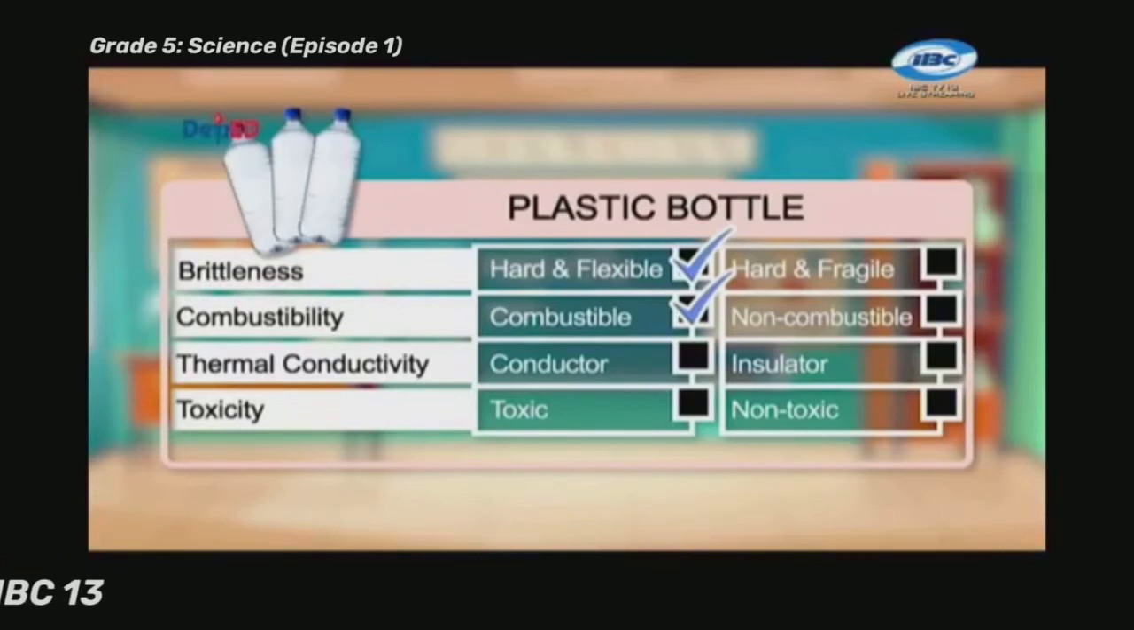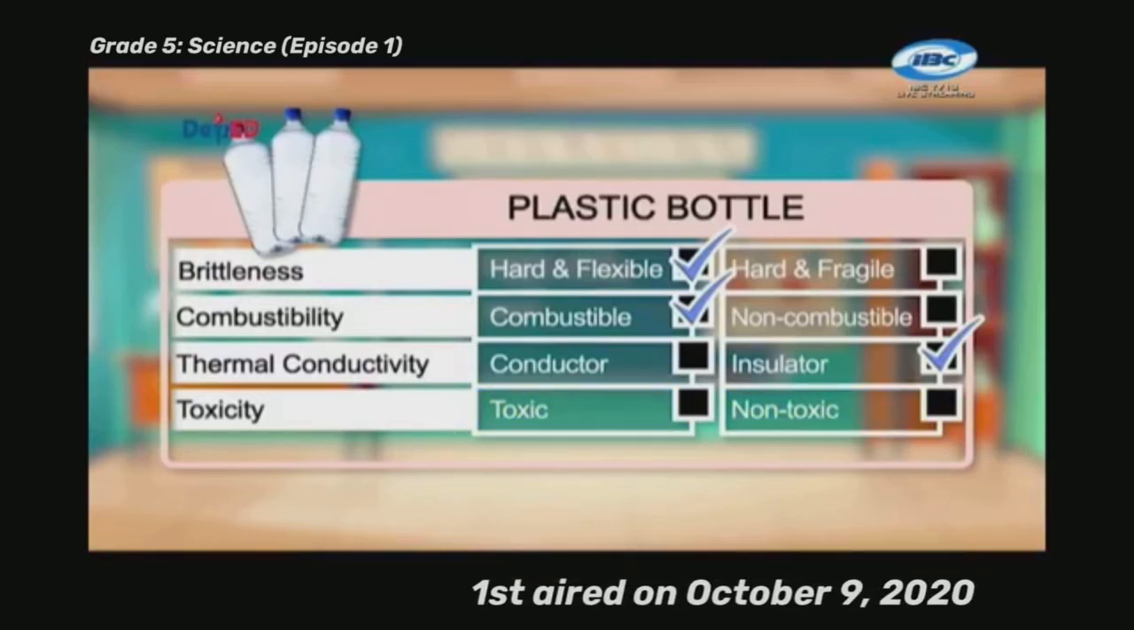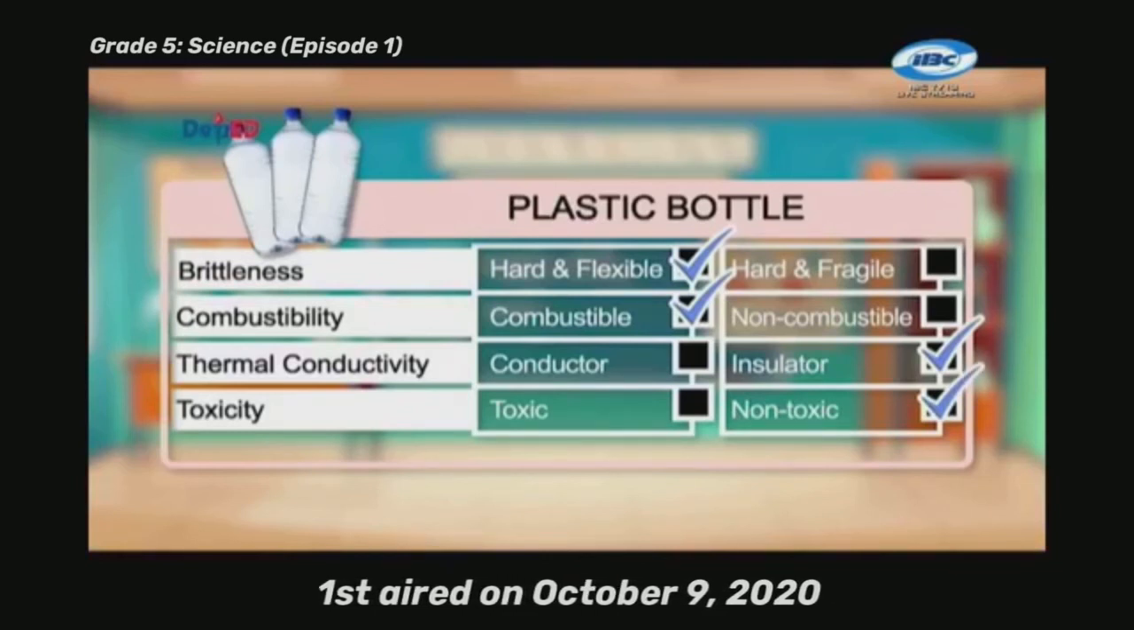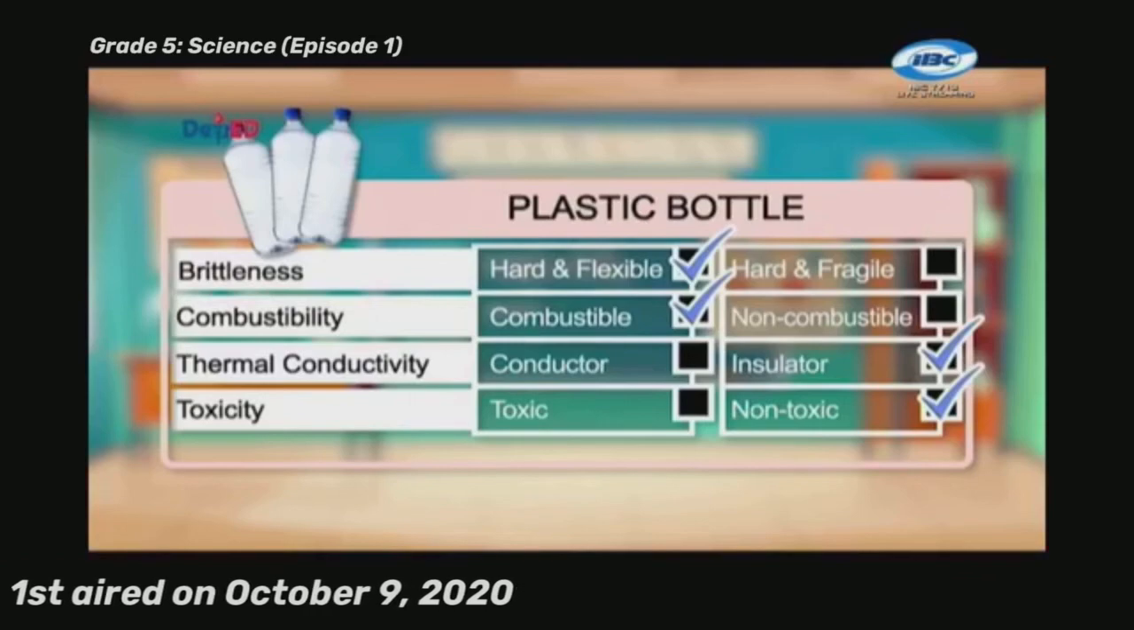Does it allow heat to pass through? It is not a good conductor of heat. Therefore, it's an insulator. That is why handles of a cooking pot are fitted with plastic. Next, is it toxic or non-toxic? It is a non-toxic material. We even use food containers which are made of plastic.